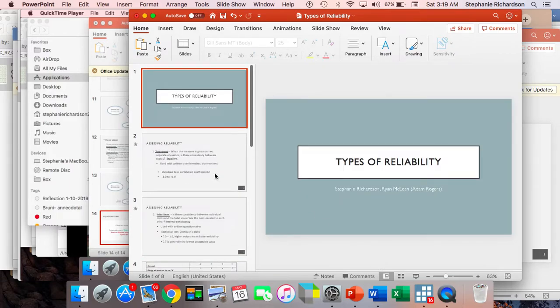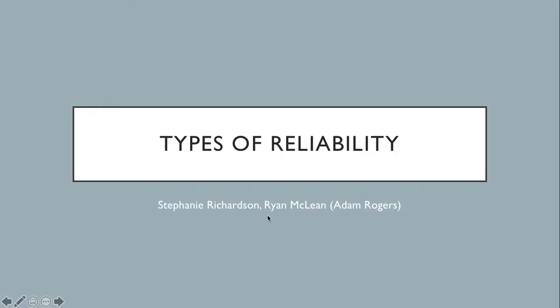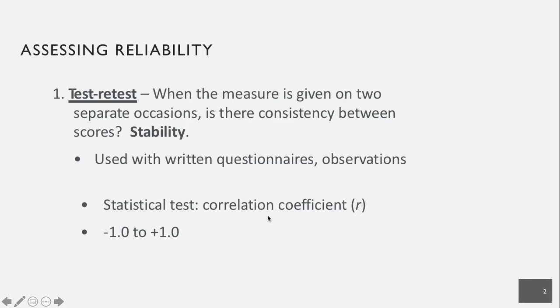Okay, we're going to be talking about types of reliability. The first type of reliability we're going to talk about is called test-retest. This is when you give the same measure to a person 2 times on separate occasions, and the scores should be related to each other. If they are related to each other, it means they are reliable. And this is measured with the correlation coefficient R between -1 and 1.